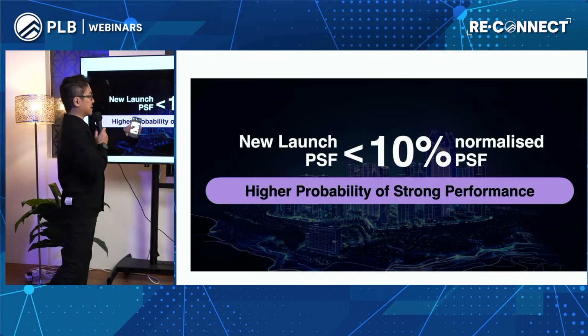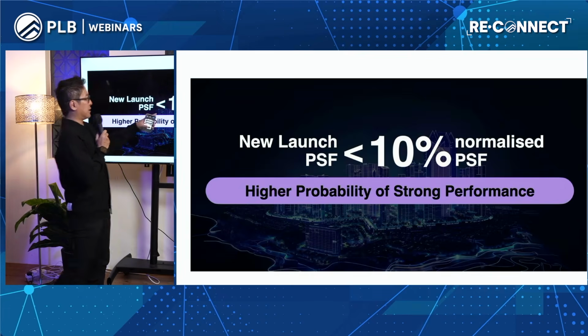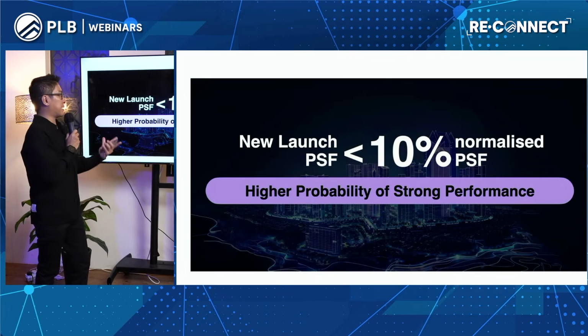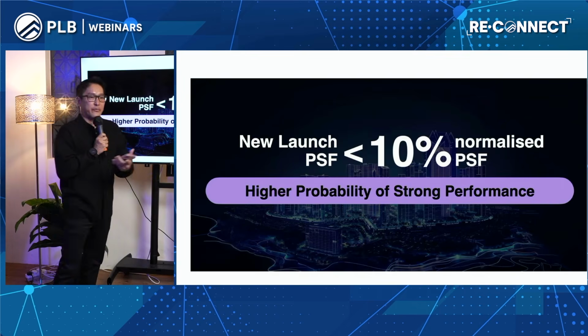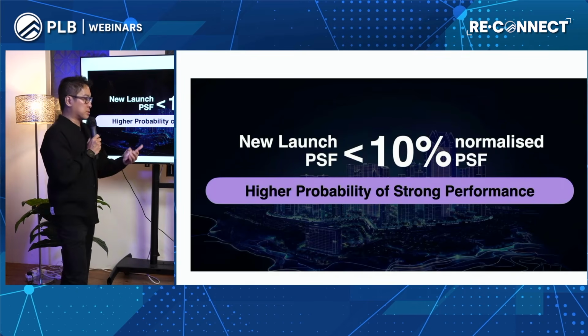For a new launch, in terms of the normalization PSF, it should be about 10%, plus or minus difference. The higher the probability of a stronger performance. So that's something that we use to calculate.